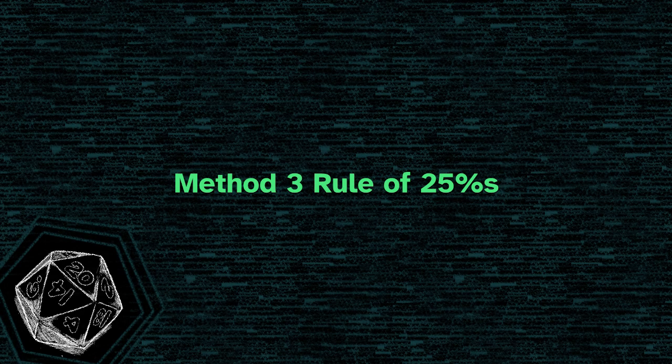Next, I'd like to talk about the rule of 25%. This one's going to take a little explanation. Think about the character who's attempting the task and what they're doing in narrative terms. Think about what kind of person would be more likely to succeed at that task.